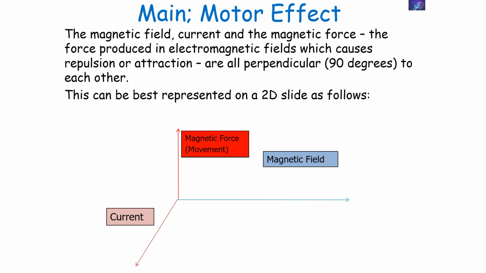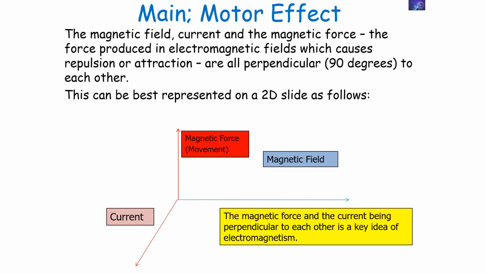Now the magnetic field, the current and the magnetic force are all perpendicular, or at 90 degrees, to each other. So we can consider our current, magnetic field and magnetic force in the following configuration. Now the magnetic force and current being perpendicular to each other is a key concept of electromagnetism. So it's important to think about these ideas, but also that the magnetic force and the magnetic field are perpendicular to each other.